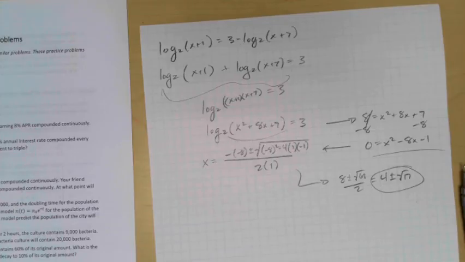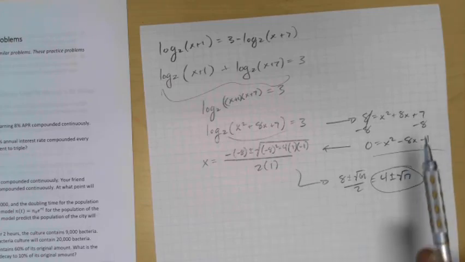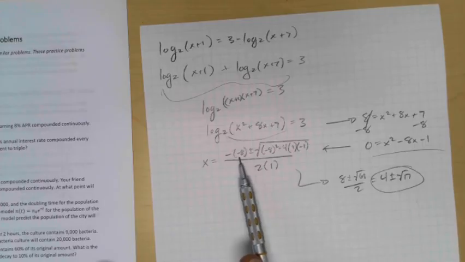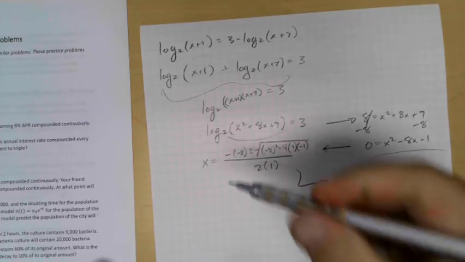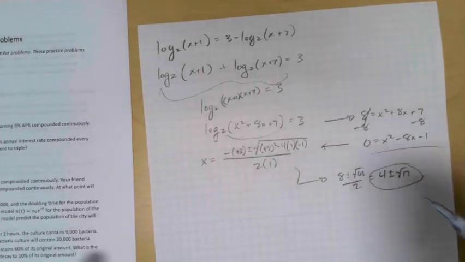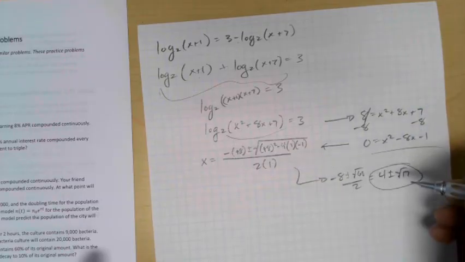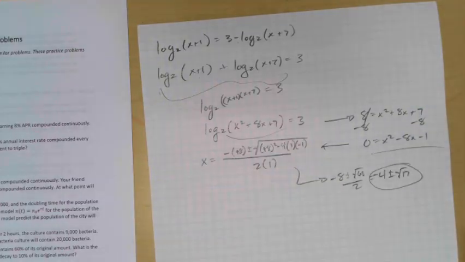Oh. Now, I missed something. Or they missed something. So they're saying I missed a negative. Let me double check that. Where did I do it? Negative b. Oh, you know what? They're right. They're right. Why did I do a negative 8 there? So I should have positive 8, positive 8. So this should be negative 8, which makes this negative 4 minus the square root of 17.